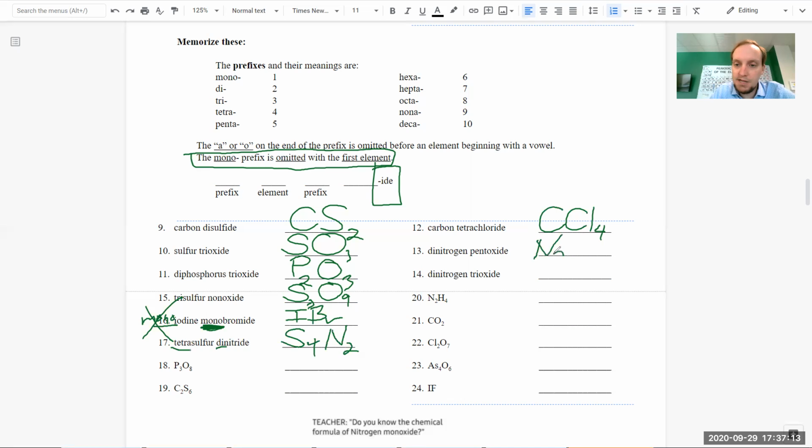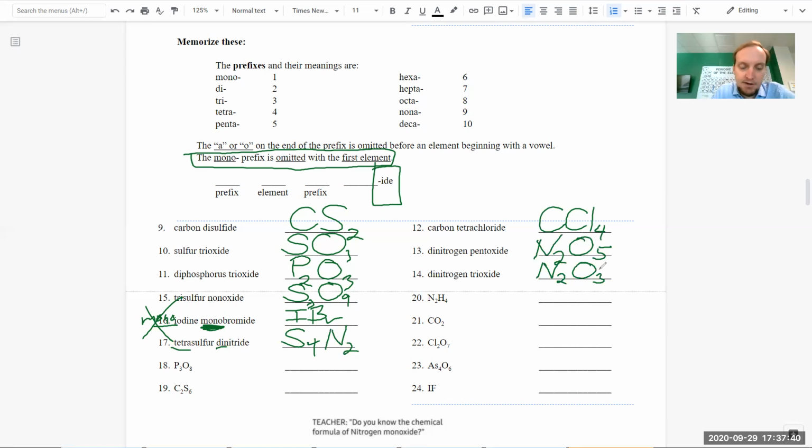Dinitrogen, N2. Pentoxide, notice it's not pentaoxide or pentooxide. We drop off the second O, so it's just pentoxide, not pentaoxide. Pentoxide is O5. Dinitrogen trioxide, dinitrogen, so there's nitrogen, 2 of them. Oxide, trioxide. Okay? Now let's go the other direction.